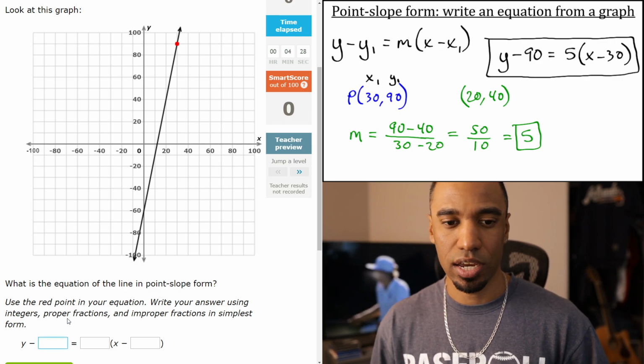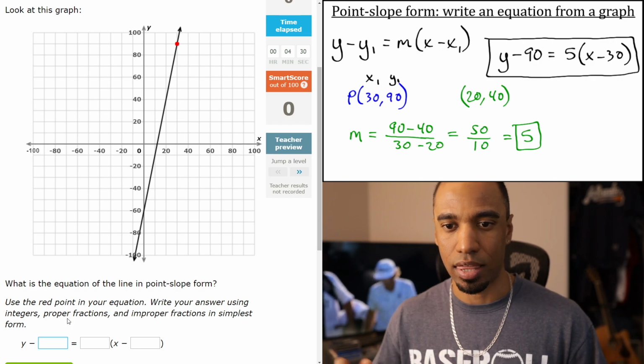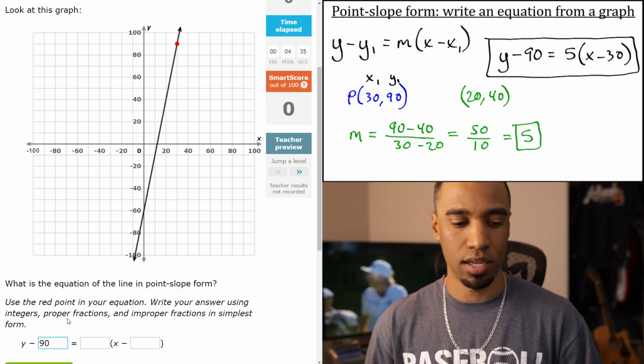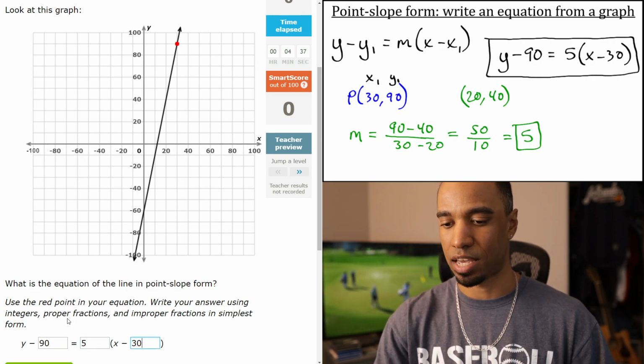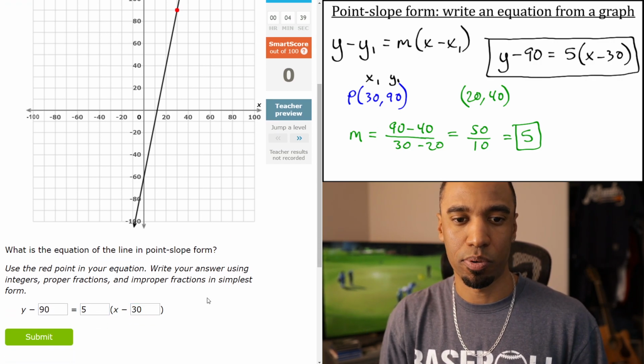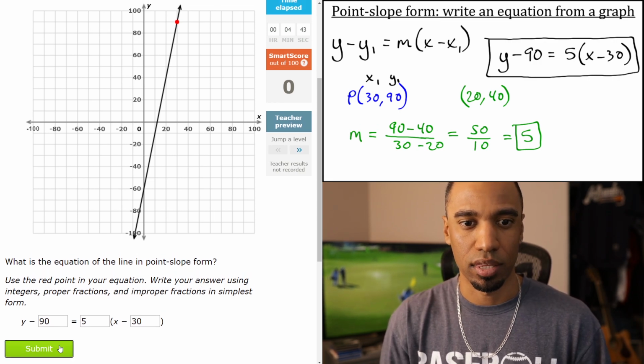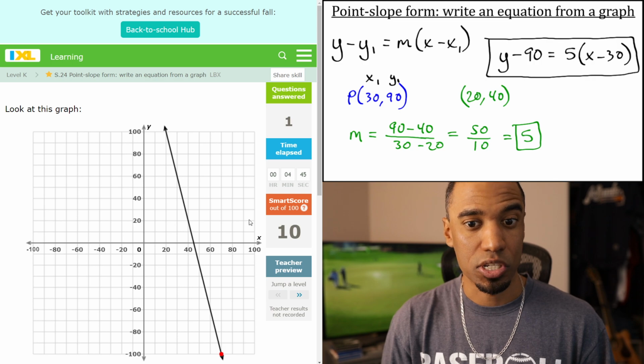That's a way that I can write the equation there. So when I write this here, now they automatically put these here. I think as you go higher up, you have to type it on your own, but I can put y minus 90 equals 5 times x minus 30. And I believe they always put the minuses in there. I'll show you when it gets a little weird and I don't really like it as much, but there we have it. Okay, now my SmartScore is 10.